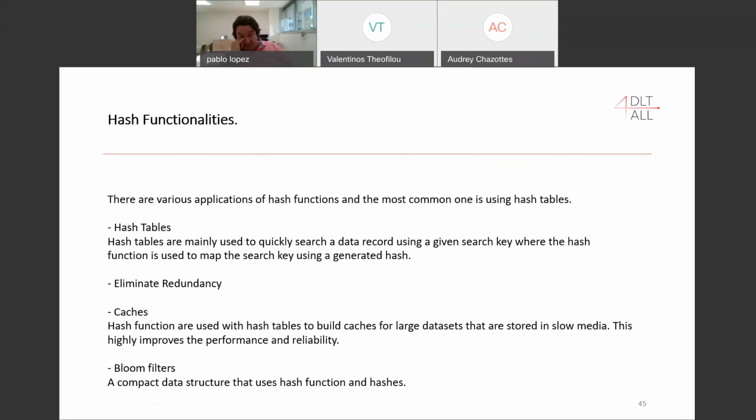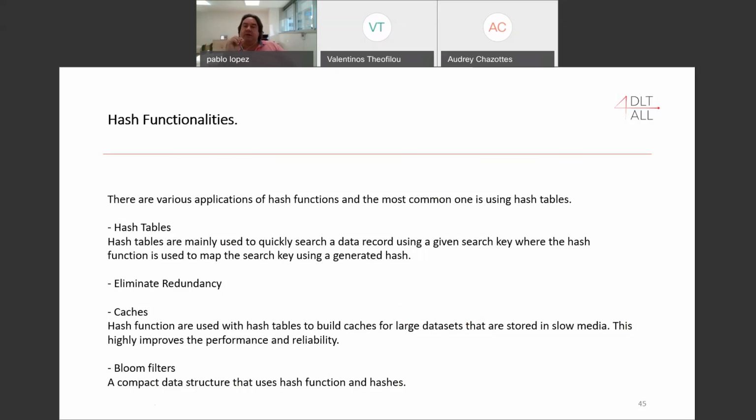Caches. Hash functions are used with hash tables to build caches for large data sets that are stored on slow media. This highly improves performance and reliability.